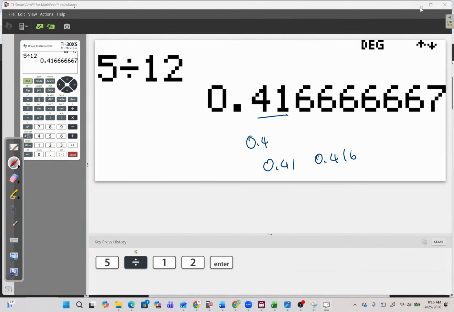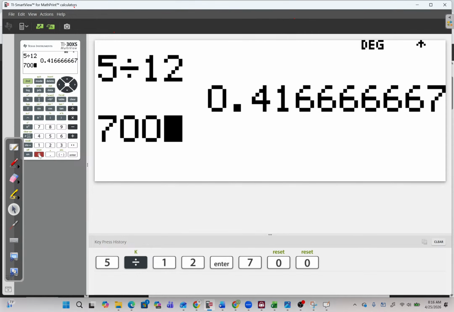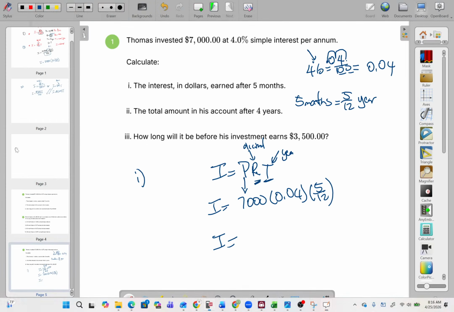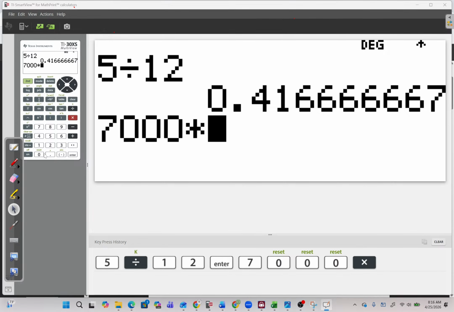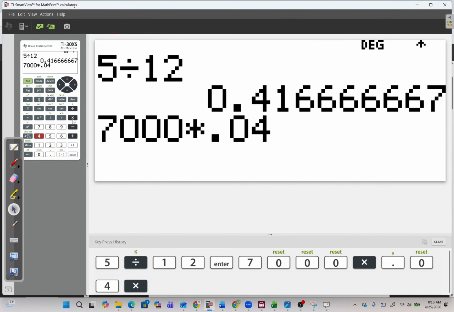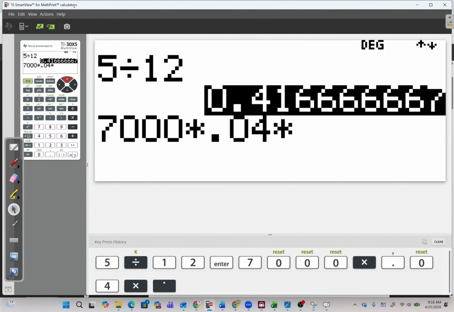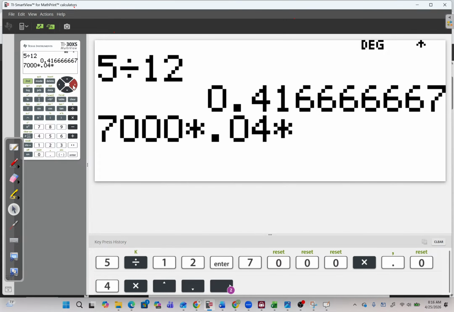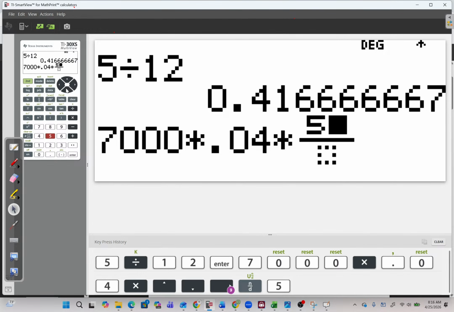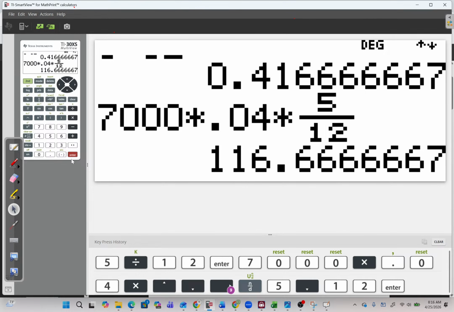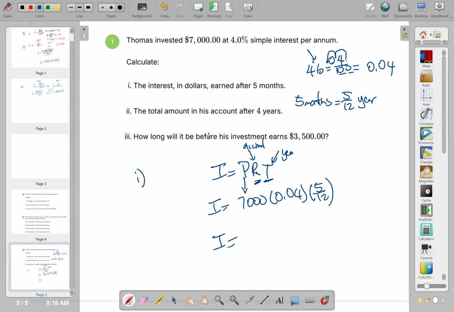All right? So then we're going to do 7,000. That's how much I invested. Times, what was it again? 0.04. Times, and I'm going to pull back the exact amount of 5 divided by 12, or I can put in my fraction, 5 over 12. And I'm making sure that my answer is going to be completely accurate. So that's 116.66. So that is how much interest I just earned.